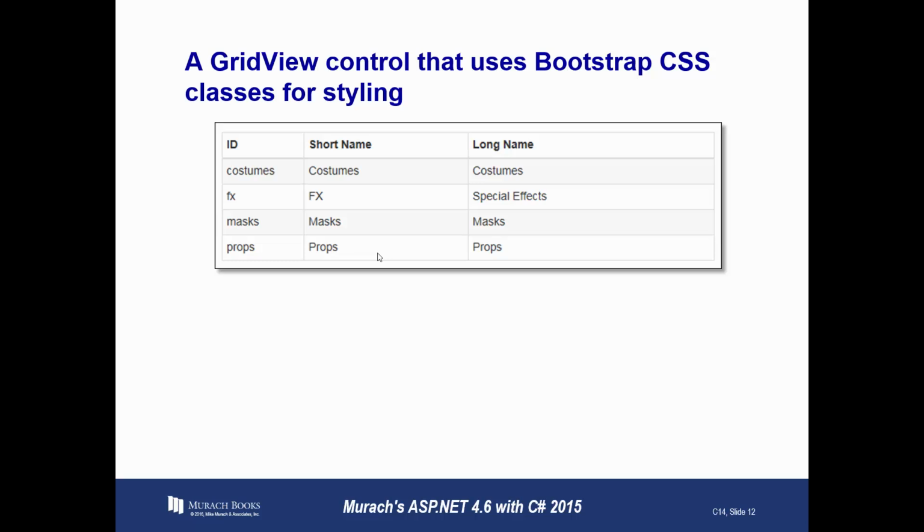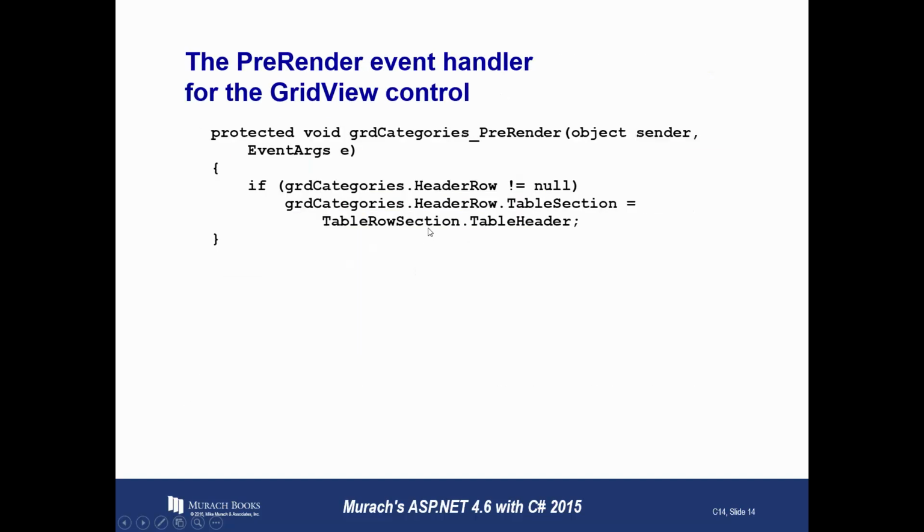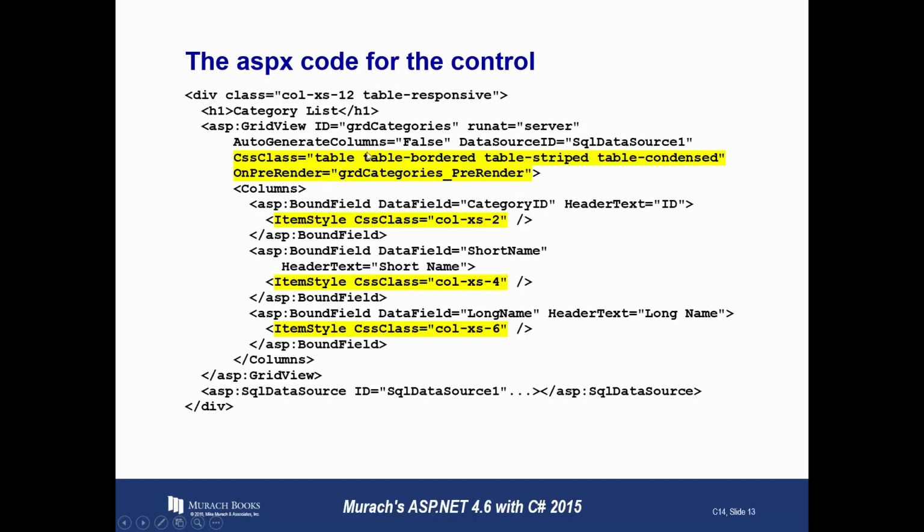For the Bootstrap table classes to be applied properly, an HTML table must have head and body elements. Now, ASP.NET doesn't render these by default, so you must add code in the pre-render event to do that. And the code you have to add is right here. It's also shown on page 493 in the text.